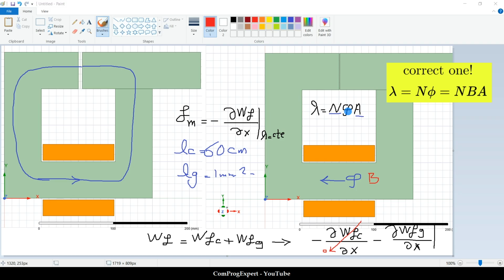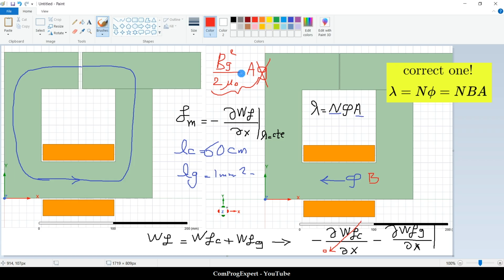Okay, so this is the point. And we know that the energy in the air gap is B_gap squared divided by 2 times mu 0, times the cross-sectional area times the gap. When you take the partial derivative with respect to the position coordinate, we will have this equation. This is the value of the force. Okay, did you get the point?